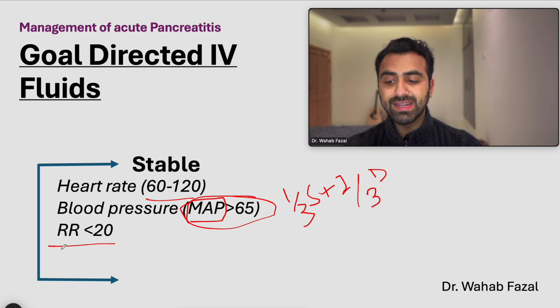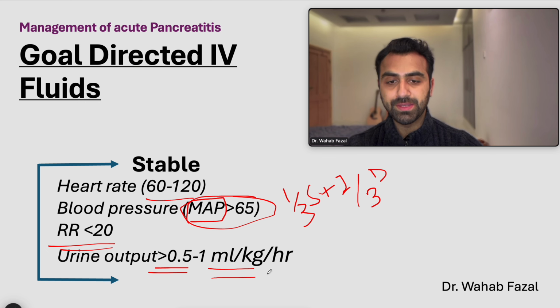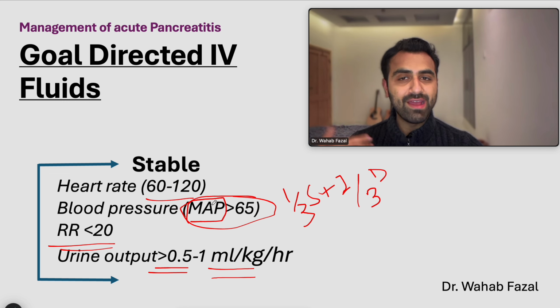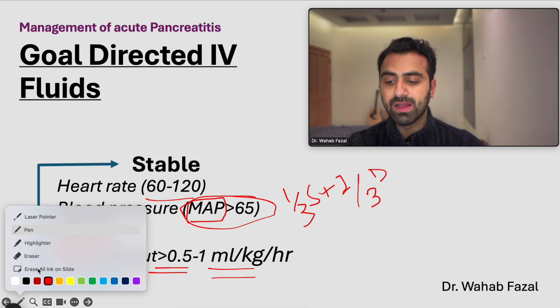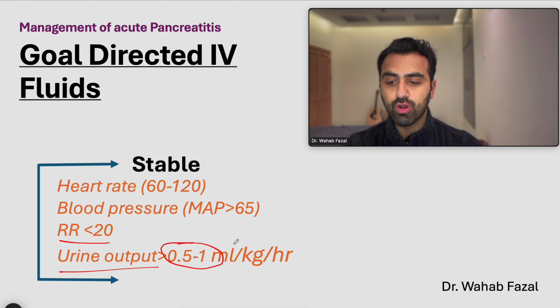Is their respiratory rate less than 20? And is their urine output greater than 0.5 to 1 milliliter per kg per hour? If they're maintaining all of these things, that means that they're hemodynamically stable. I explained this because when I was a medical student, I used to hear this a lot: is the patient hemodynamically stable or not? These are the things that you want to look at when you classify someone as hemodynamically stable. You want to look at all of their vitals, their respiratory rate, and their urine output, and whether they're creating enough urine output or not.